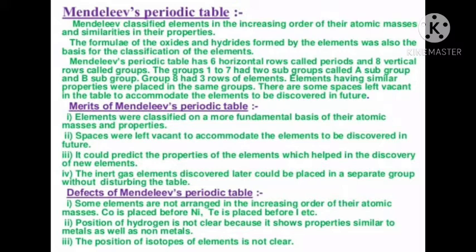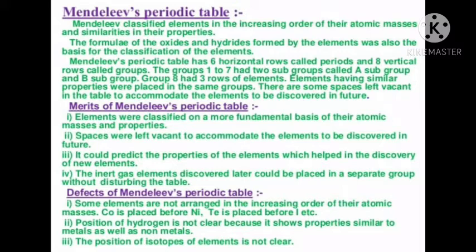Elements were classified on a more fundamental basis of their atomic masses and properties. Spaces were left vacant to accommodate the elements to be discovered in future. It could predict the properties of the elements, which helped in the discovery of new elements. The inert gas elements discovered later could be placed in a separate group without disturbing the table.